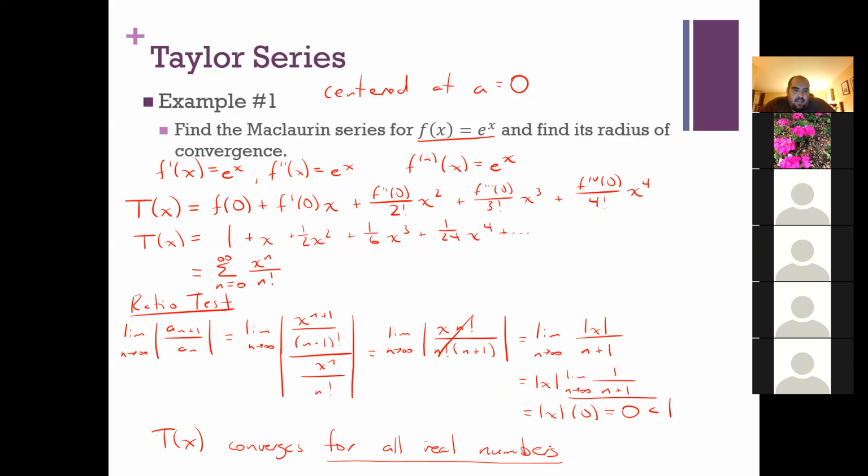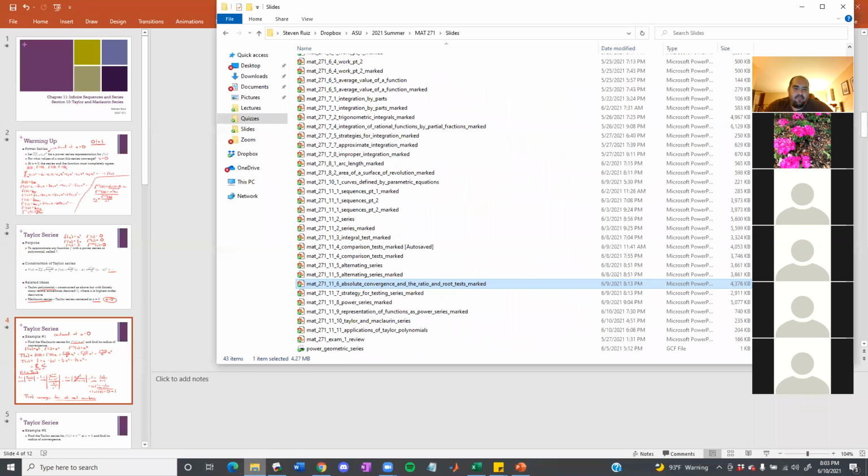So basically what this means is, because this series converges for all real numbers, this function is exactly equal to that Taylor series, because I can make them as close to each other as I want. So I think it's worth looking at with a graph.